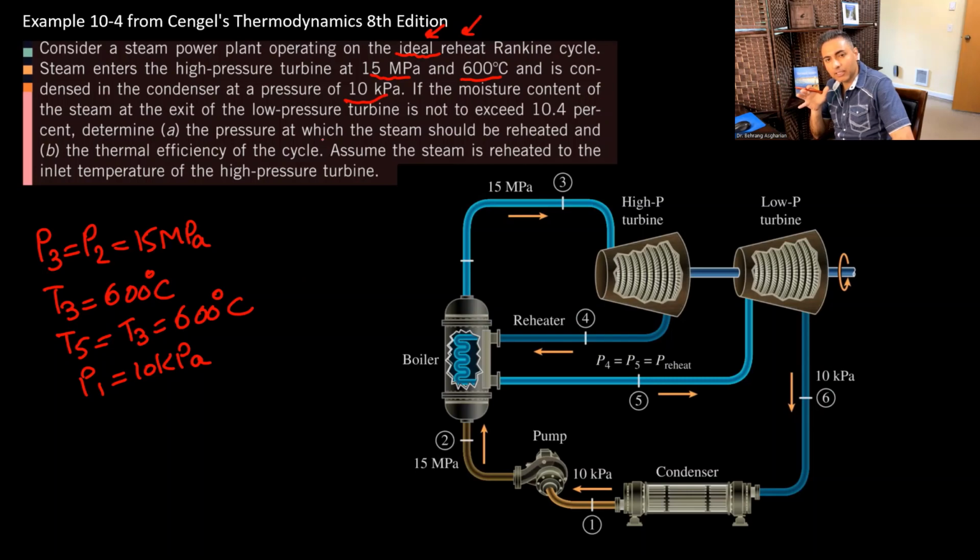So P4 is not given, something else is given in this problem. What is that something else? The quality. X6 is in fact given.